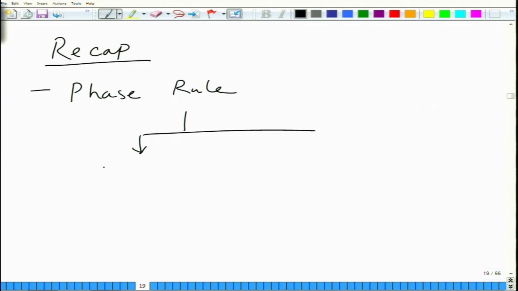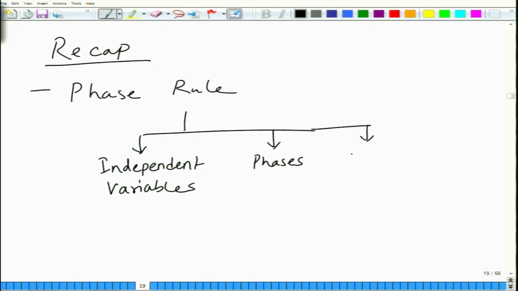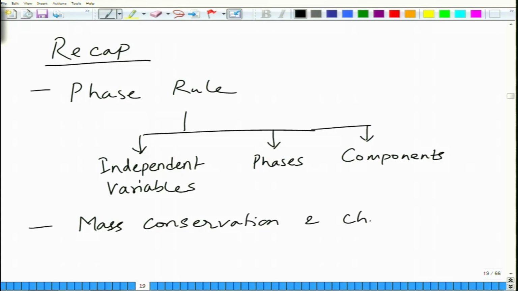So basically we are going to relate independent variables, phases, and components, and this is going to be based on conditions of mass conservation and chemical equilibrium.